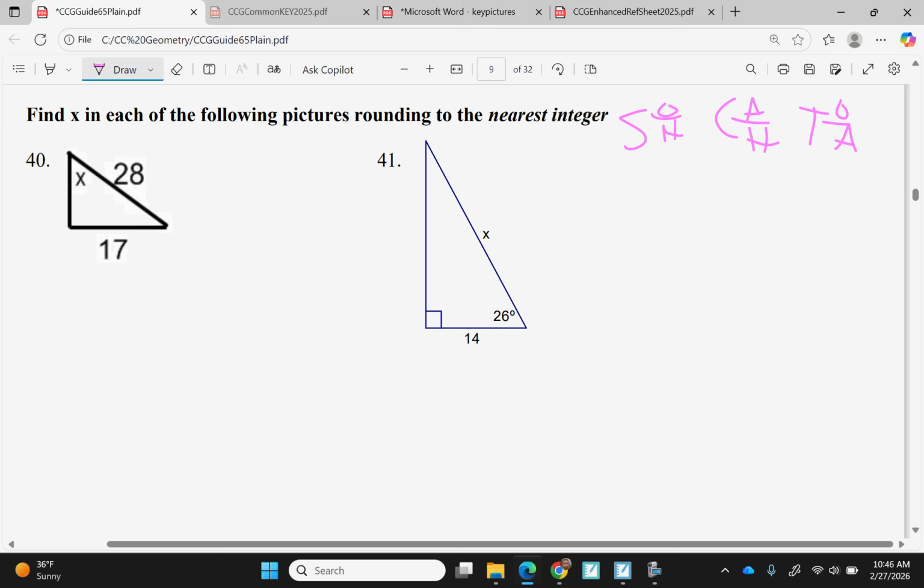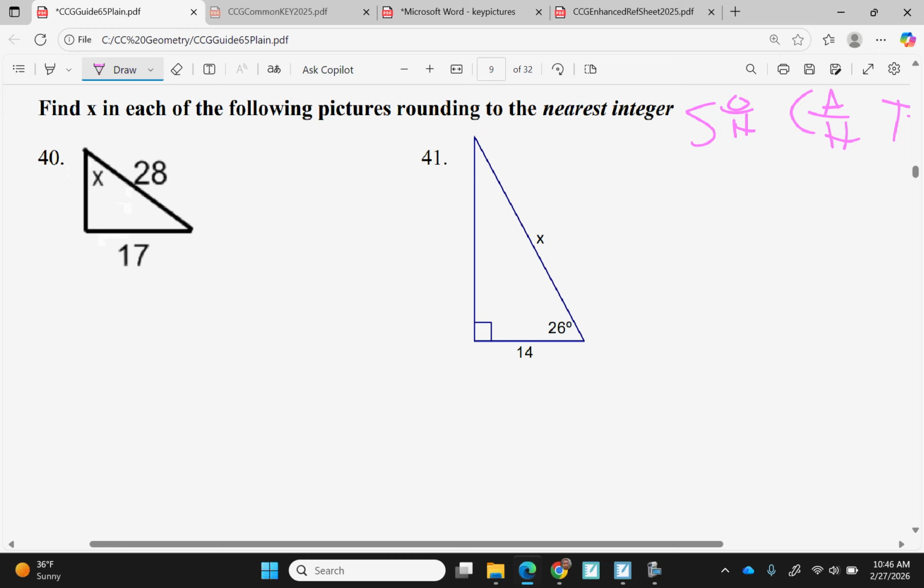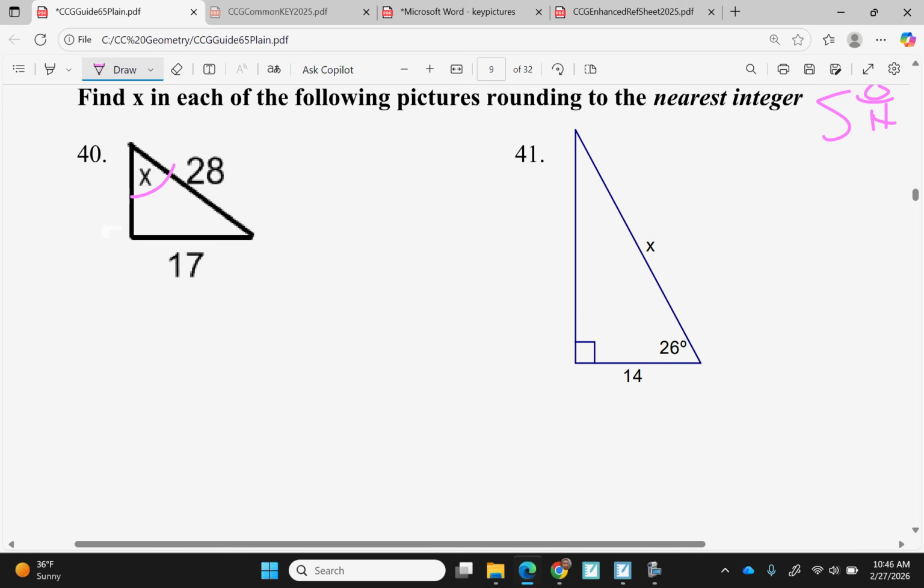Step 1, we want to label our H, our A, and our O. H is the hypotenuse, the long slanted side opposite the right angle. The angle always connects the H to the A, which makes O my opposite, the side that's not touching the angle. Out of the H, the A, and the O, which two are involved?